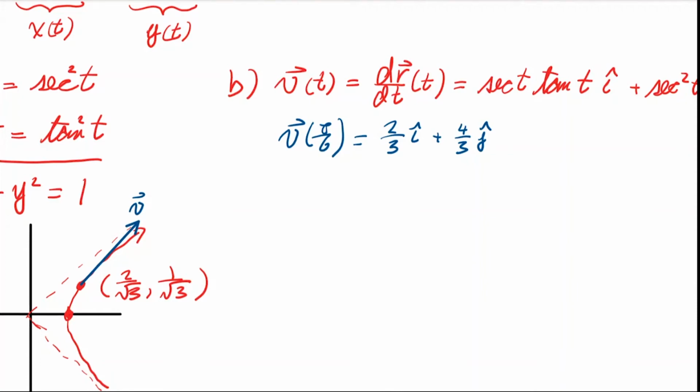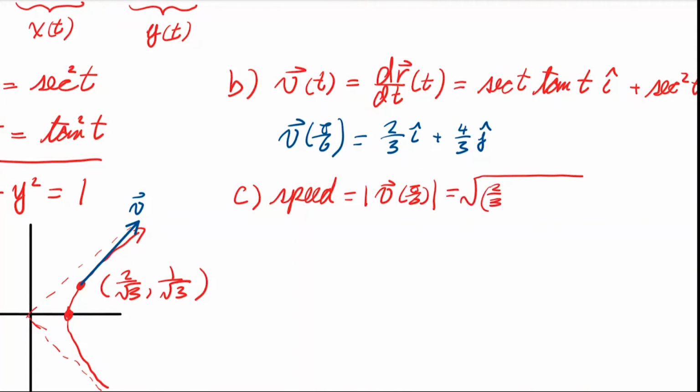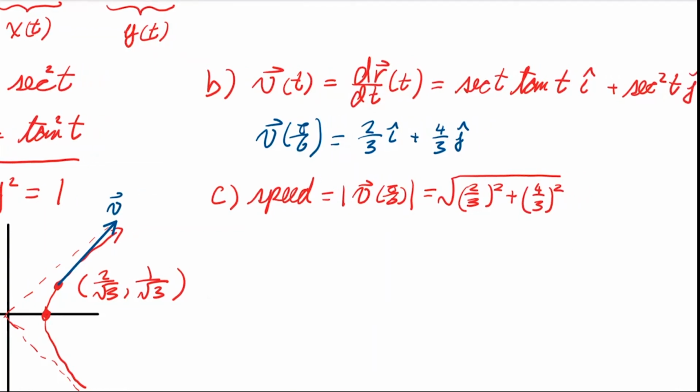Okay, now we have to find the speed. Well, speed is just the absolute value, the magnitude of this vector. Like that, right? Okay, and that is the square root of this thing squared plus that thing squared. Y'all know how to find the magnitude of vectors, like the distance formula. And you're supposed to get 2 root 5 over 3. You with me?